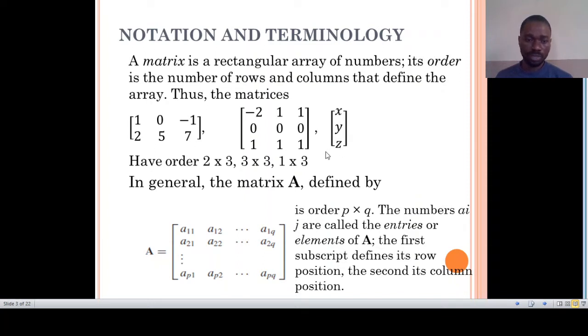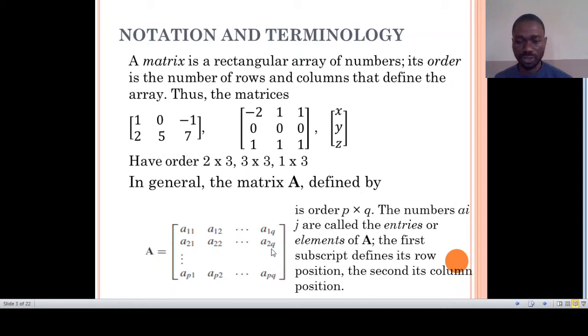And let me tell you one thing. The rows and columns determine the order of the matrix. For example, determine the dimension of the matrix. The first matrix here has a 2 by 3 dimension, while the second matrix here has a 3 by 3 dimension, and the last matrix here has a 3 by 1 dimension. It is 3 by 1 because it actually has 3 rows and 1 column.